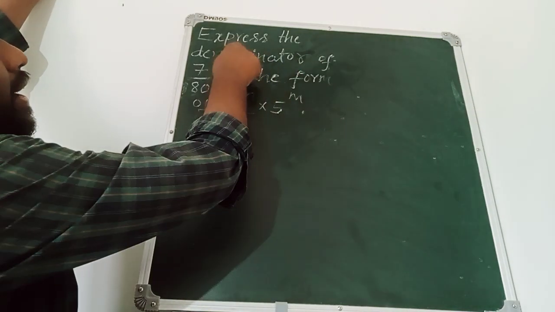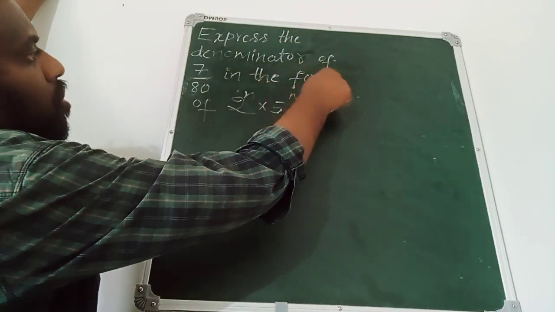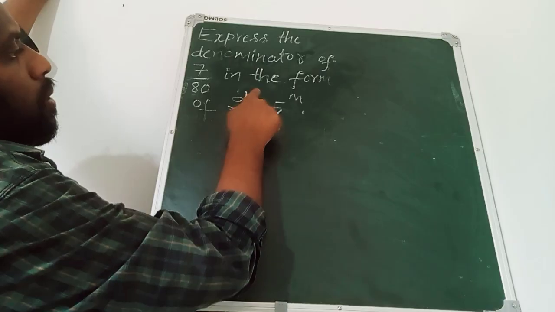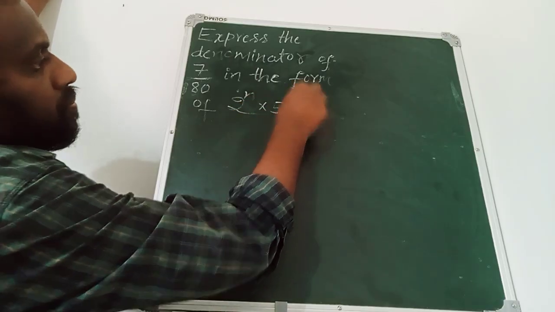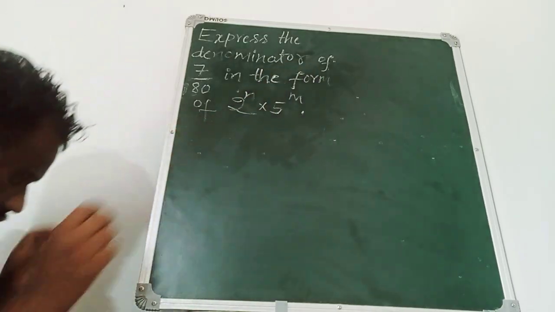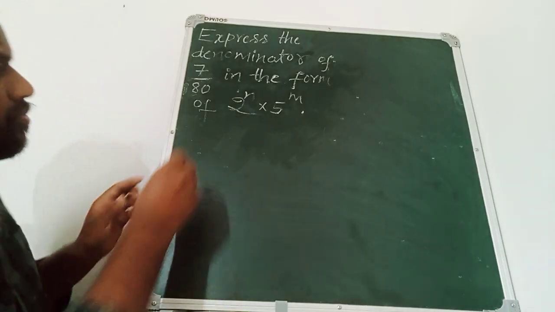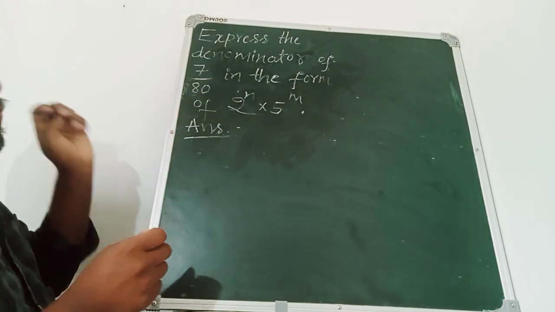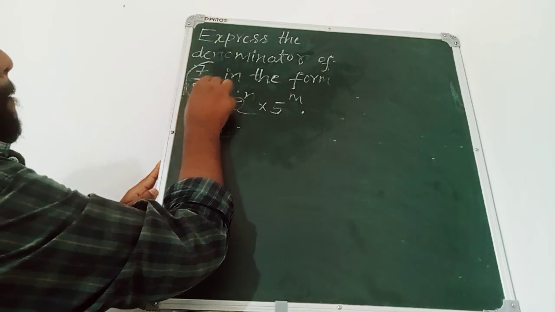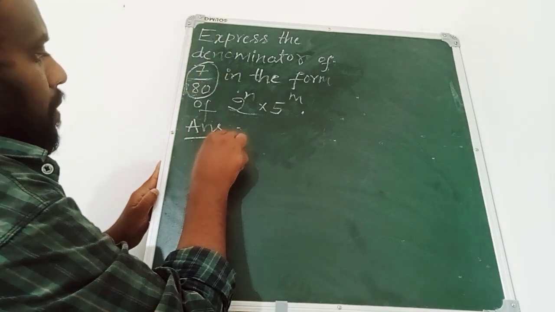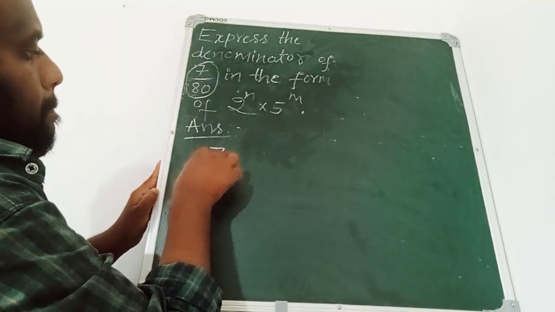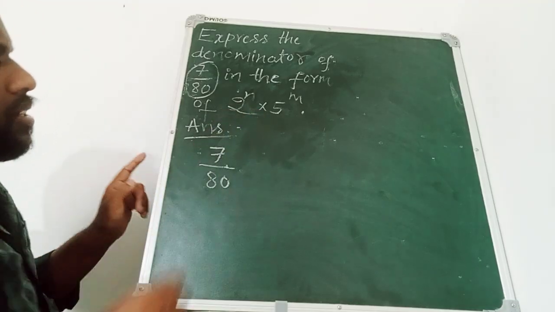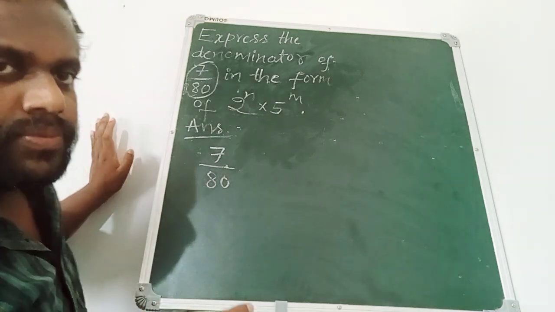Express the denominator of 7 by 80 in the form of 2 to the power n into 5 to the power of m. So, answer: first I will take this, 7 by 80. Okay. See, this is a fraction.